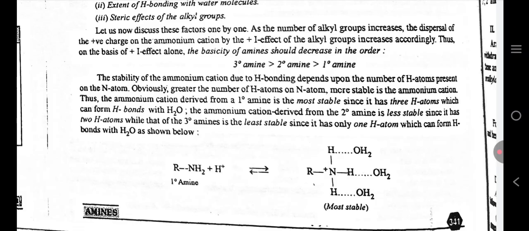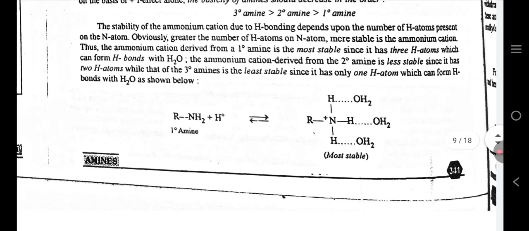As the number of alkyl groups increases, the dispersal of positive charge on the ammonium cation by the I effect of the alkyl groups increases. Thus, on the basis of I effect alone, the basicity of amines should decrease in the order tertiary, secondary, primary. The stability of the ammonium cation due to H bonding depends upon the number of H atoms present on the N atom.